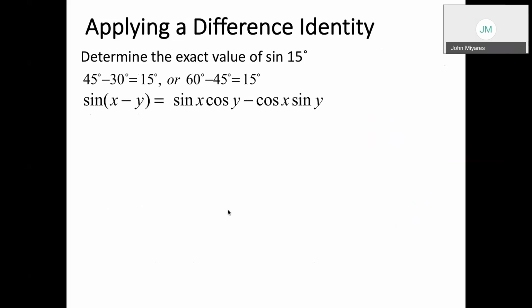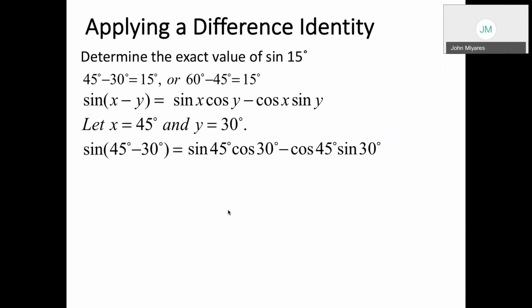For this particular example, I'll take the sine of the difference between two angles, so I'll have the sine of the first times the cosine of the second minus the cosine of the first times the sine of the second. We're going to start by assuming that our first angle x will be 45 degrees and our second angle y will measure 30 degrees. Substituting these values into the expression, we get the sine of 45 degrees times the cosine of 30 degrees minus the cosine of 45 degrees times the sine of 30 degrees.